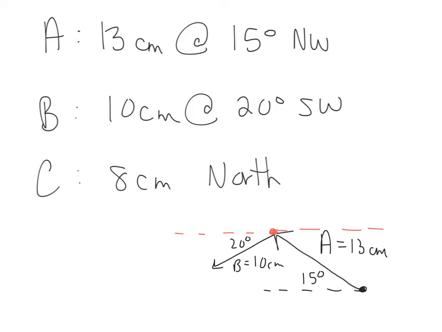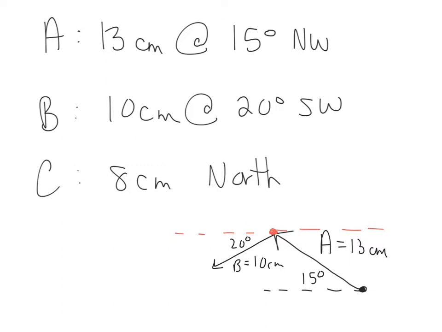So the person starts here, right? This would be west. So this is north of west. 15 degrees north of west. Then this would be west. So this is 20 degrees south of west. So when you're connecting the different vectors, the degrees apply to the horizontal.